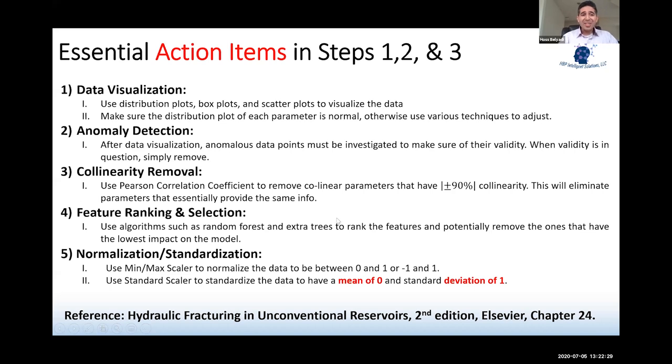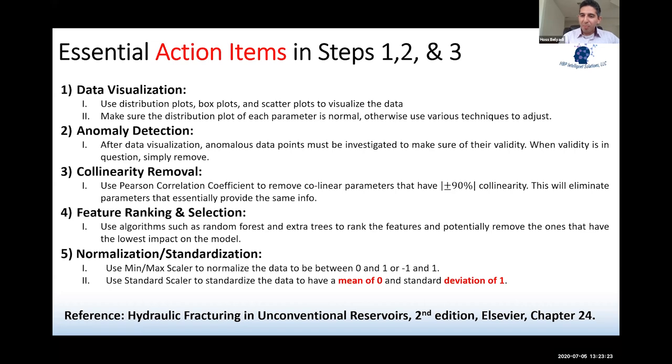Next is called collinearity removal. And what I mean by that is, I'm gonna show you an example in a minute when we do a case study, is to remove parameters that are highly correlated. For example, to remove the input features that are highly correlated. For example, you know that porosity and permeability, one is calculated from another, right? If you include both into your model, you're gonna see that porosity and perm have a high Pearson correlation coefficient or high collinearity, which means they essentially both provide the same exact information.